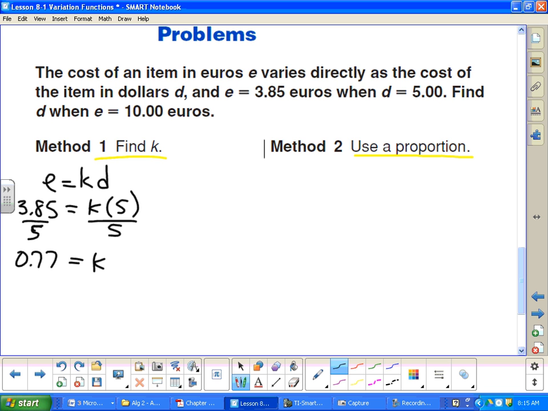So I can use that with the fact that when E equals 10 euros, how many dollars is that? So put 10 back in for E. We know that k is 0.77, and we want to find the number of dollars for that.